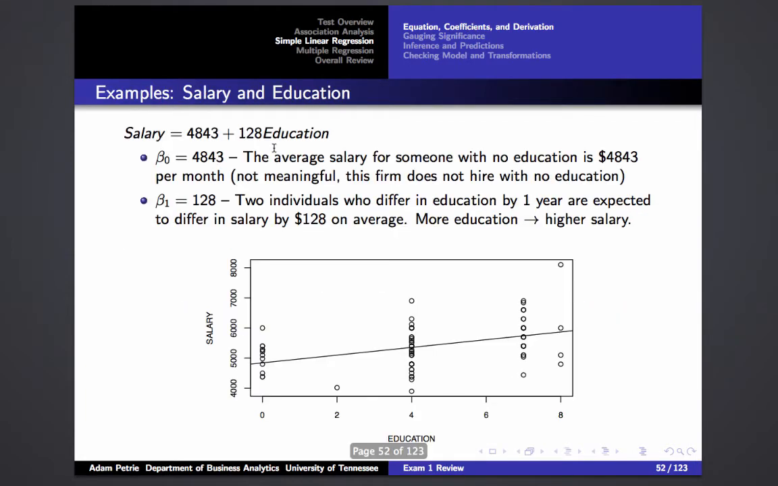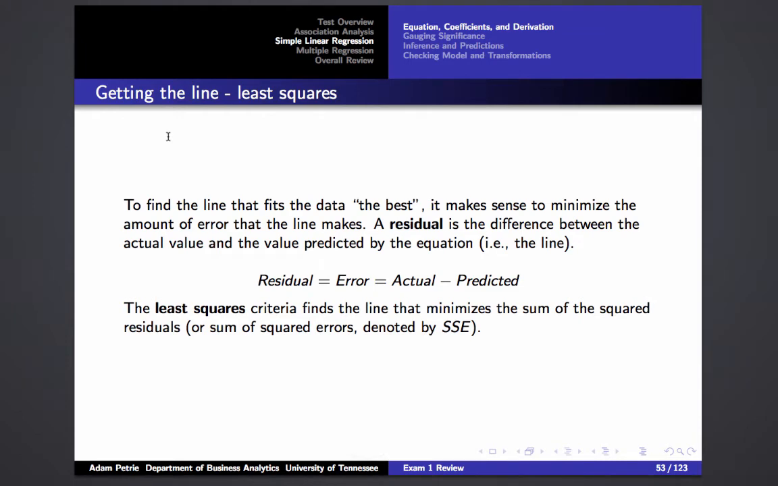All right, so that's a great equation. We can interpret it. We can talk about how it describes the relationship between x and y. But how do we get the best line? How do we get the line that goes through the points the best? Well, there's actually a lot of ways to do that, but what we will use is the least squares criteria. So this is an important thing to know. How does the least squares criteria operate?